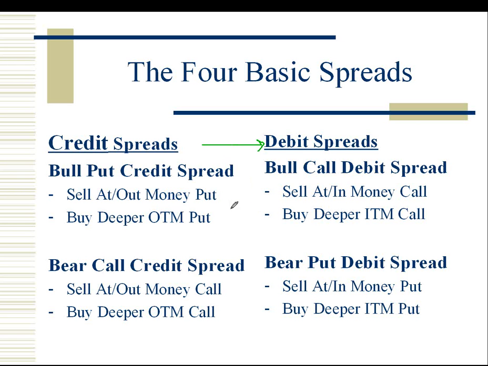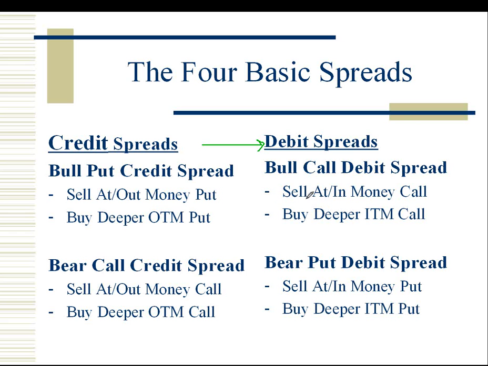Now, the parity trade. Each credit spread has a parity trade, which is a debit spread. The parity trade to the bull put is the bull call debit. So I'll use calls in combination instead of puts. Now the bull call debit spread, again, a stock at 50, I'm going to sell maybe the 50 call, and then I'm also going to buy the 45. Well, naturally the 45 is deeper in the money, so I'm going to have to pay more money.